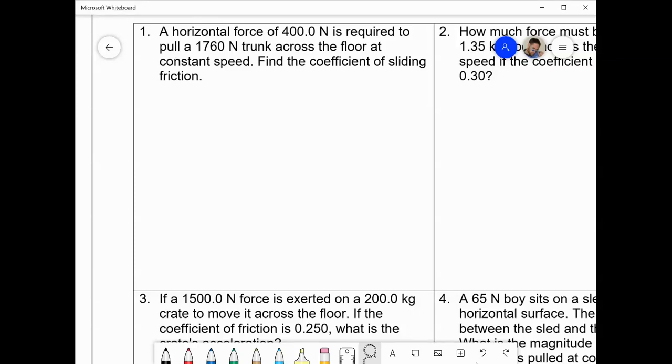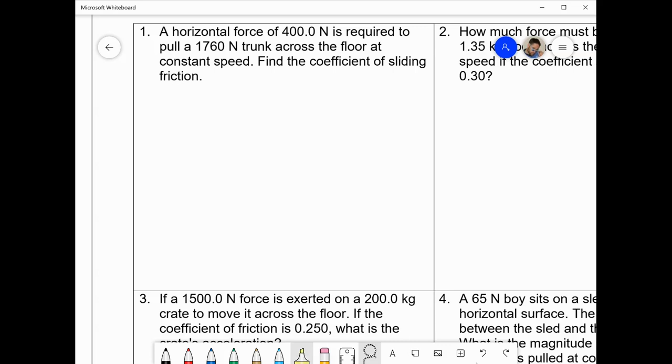Hey everybody, this is the same question that I solved in class today, but if you missed it, I'm going to go ahead and solve it here, and then I'll take a look at questions 2, 3, and 4 as well and put those up as a possible chance for you to learn how to handle coefficients of friction and forces and how these things all roll.